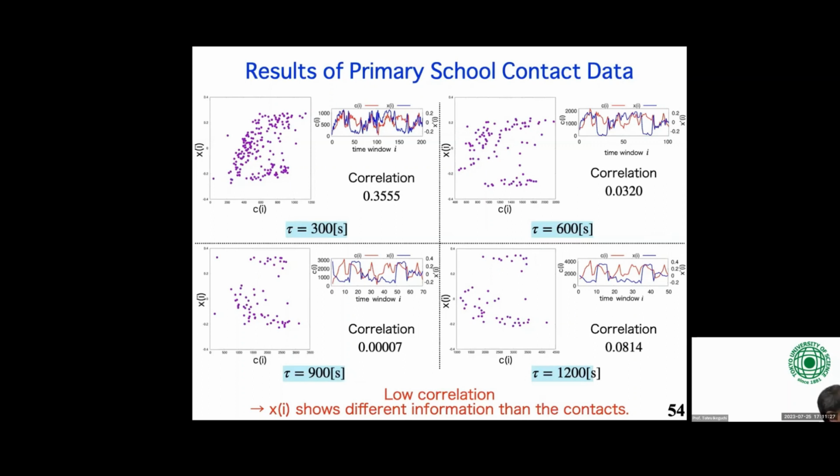And we can also show the so-called recurrence structures of the reconstructed state space. This is obtained from the time series X of i, and you can see that there are certain recursive structures of the trajectories. So this result indicates that there is a hidden recurrence dynamics in the primary school contact data.